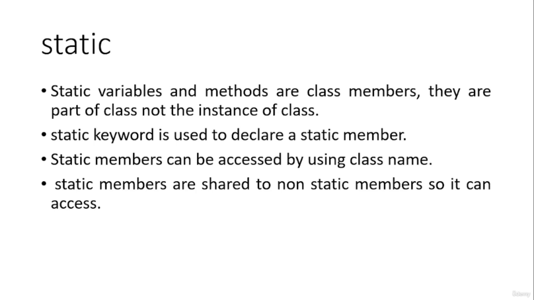The next thing we need to understand about static is that static members can be accessed using class names. We can use the class name to access the static members, and we can also access static members using objects, that is, an instance of the class. But when you do that, the compiler will throw a warning that you are accessing a static member in a non-static way.